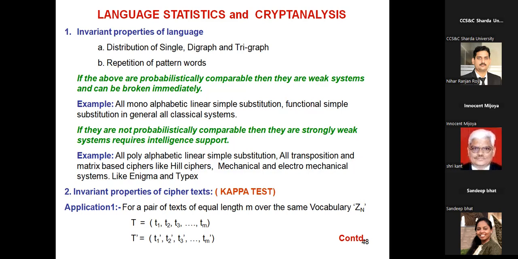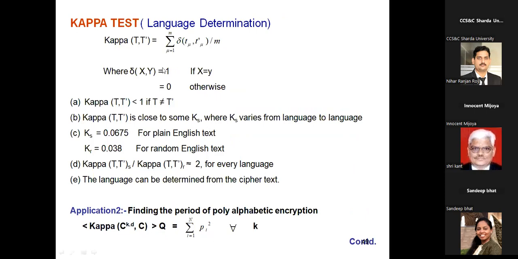For all this, there is one test that was developed, the kappa test. This kappa test gives us a lot of information about the cipher. What is the kappa test? Simply, you have a series of text, another series of text, and then you do only one thing. You compare the positions t and t'. If they are common, you choose the value 1. If they are not common, you put the value 0, and compute this value, kappa.